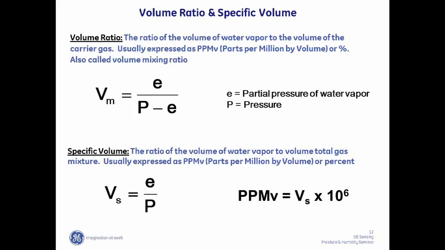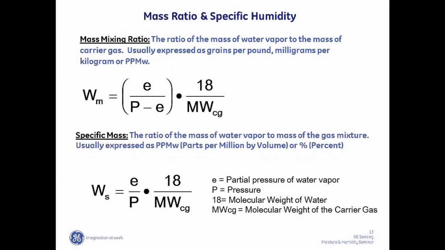And the mass ratio is very similar, except here we're taking that volume ratio and multiplying it by the molecular weight of water, which is 18, divided by the molecular weight of the carrier gas. So this converts it to a mass-to-mass relationship. An example where that's used would be in engine testing, engine efficiency, and exhaust testing.